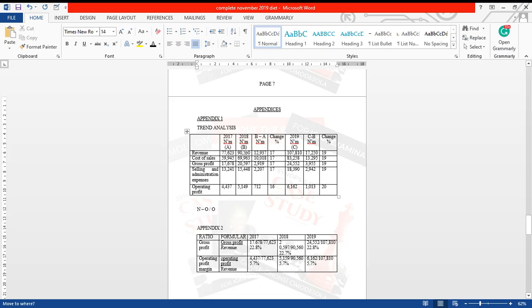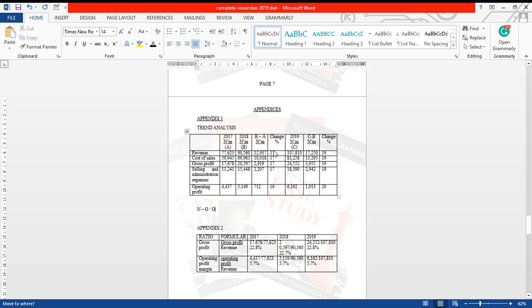And the difference, the new minus the old, is 12,937. Now, if we divide it by the old, what's the old here? The 2017. So if you divide it by 77,623, you'll be getting approximately 17%. So this is the change.